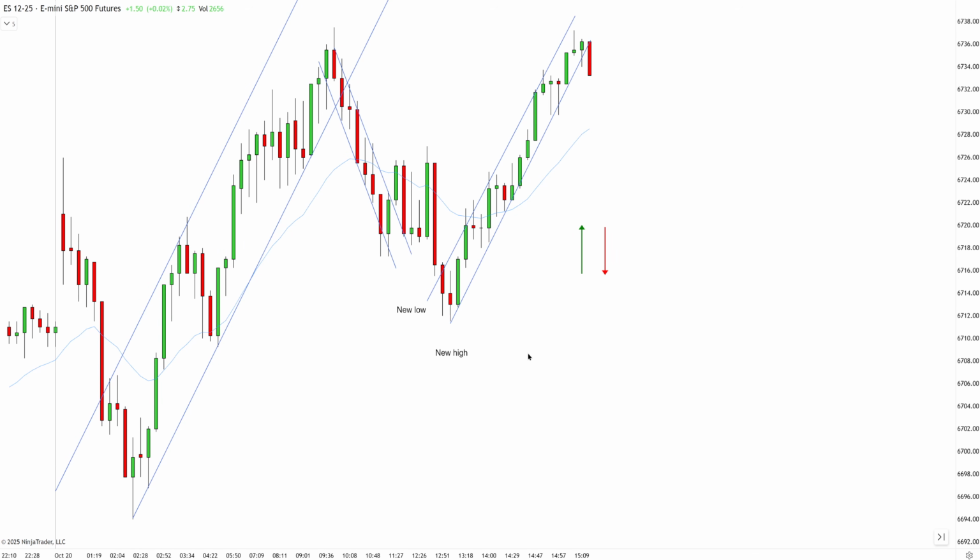In this video, we're going to talk about how we can use price action rules to help us navigate the market and identify high probability setups. So right now we're looking at S&P 500 E-mini futures. The time frame is a 2000 tick chart, which is very similar to a 5 minute chart.